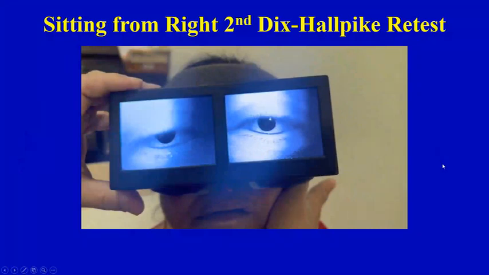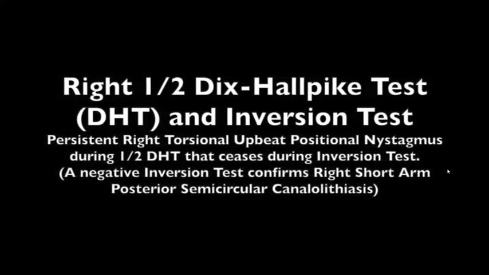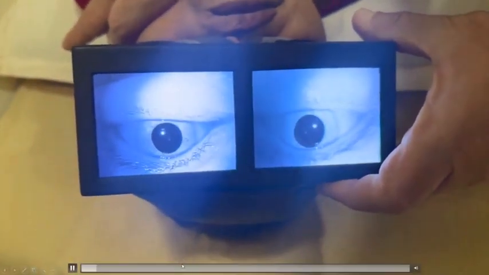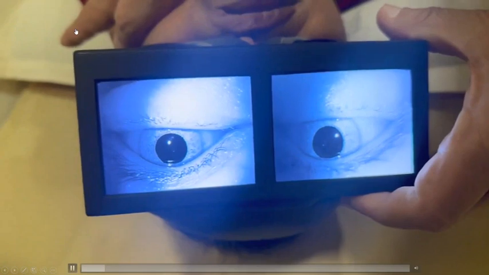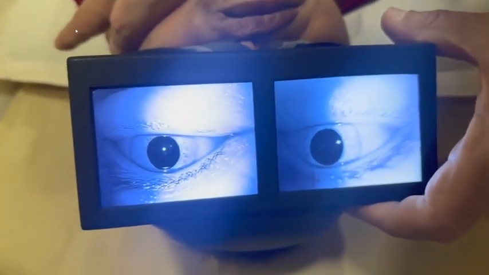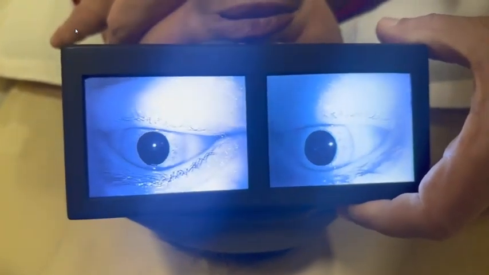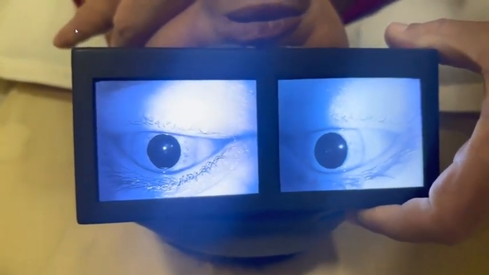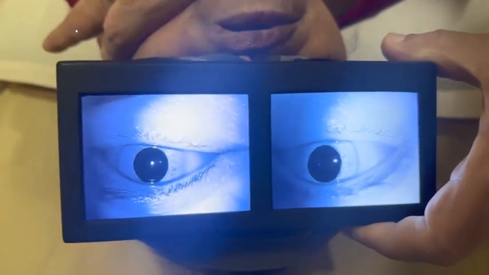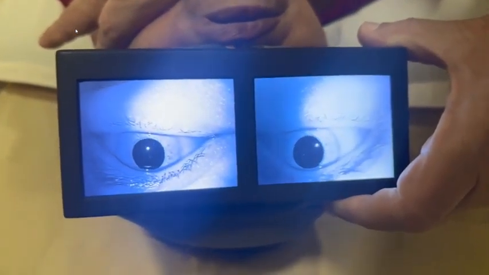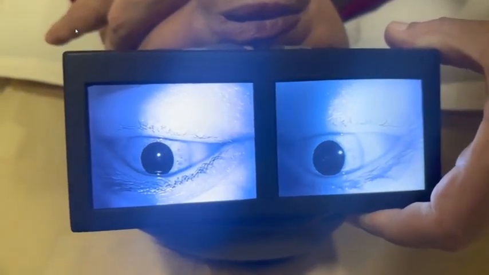However, we carried out a half Dix-Hallpike test with augmentation also. The patient was taken to the right Dix-Hallpike head hanging position, maintained in this position for a full 1 minute. We could not observe any nystagmus as we had seen in the previous video also, but this time we repeated it to carry out an augmented half Dix-Hallpike test, which should be positive in case of short-arm posterior semicircular canalolithiasis, as it looks like.